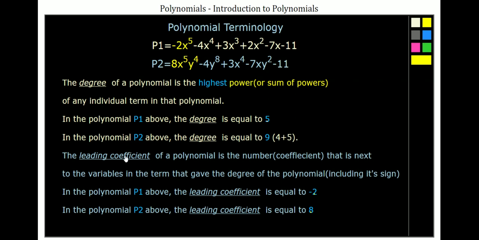The leading coefficient was just that number that was right next to or included in that term that gave us the degree. So here was -2, and this one it was 8. So let's see if we have any more terminology we need to learn about. So we have the word term, and then we have term inside the polynomial. I've created a couple more polynomials.